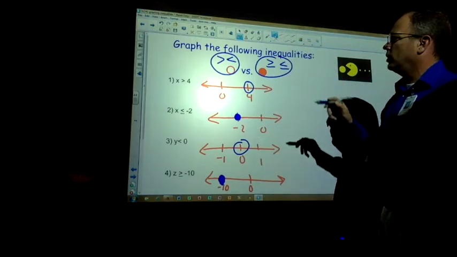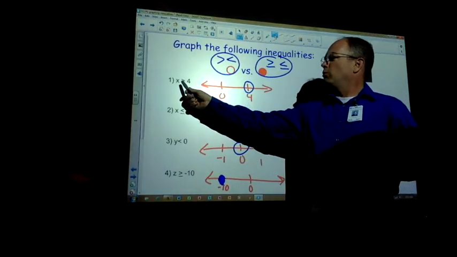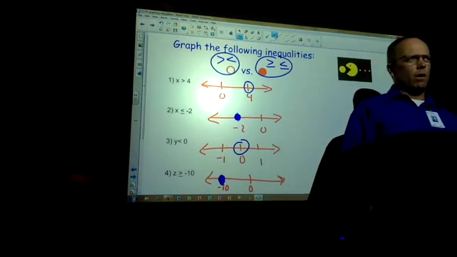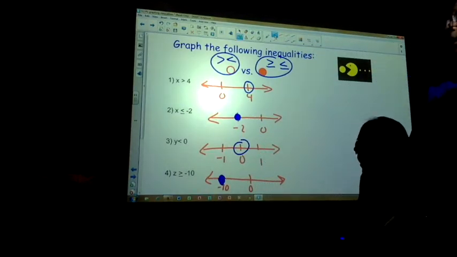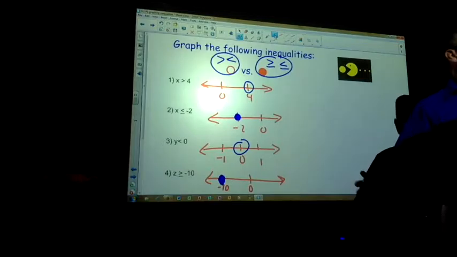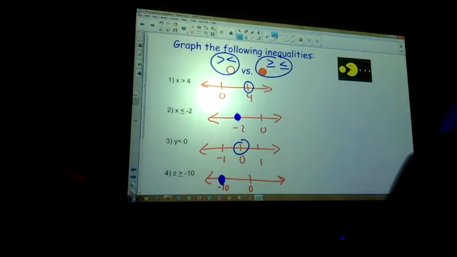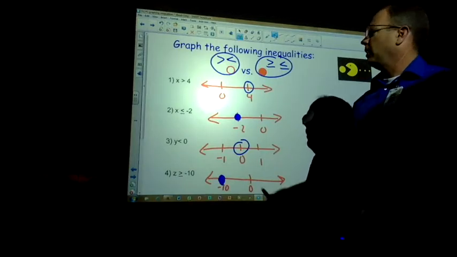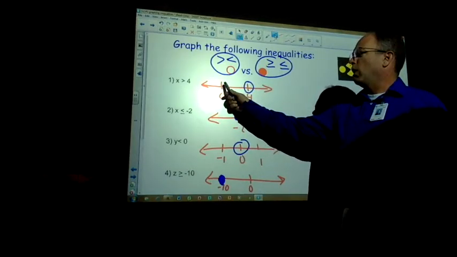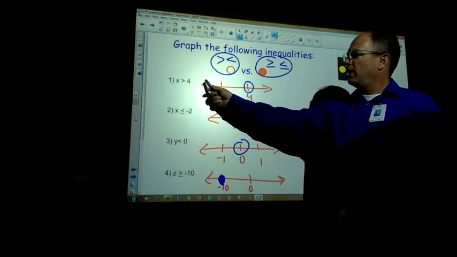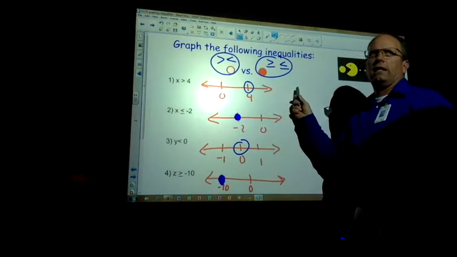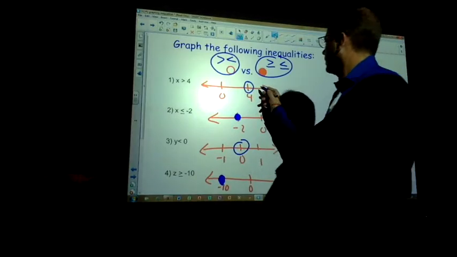So now we have to graph these. Do I want values bigger than 4 or less than 4? Greater than 4. So are values greater than 4 to the right of 4 or to the left of 4? Is 3, 2, 1, 0 this way, or am I going 5, 6, 7, 8, 9, 10? The right. Yeah.